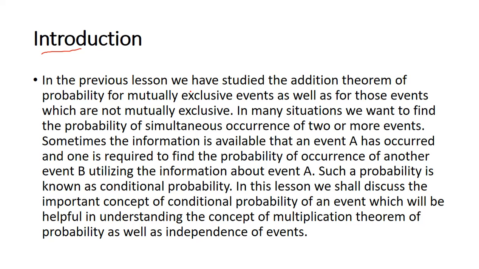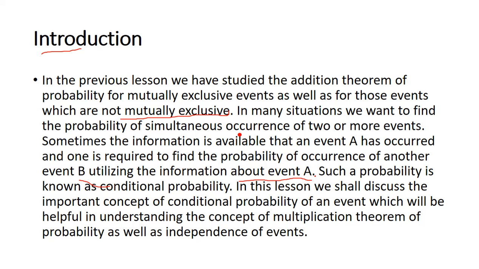In the previous lesson we studied the addition theorem of probability for mutually exclusive events as well as for those events which are not mutually exclusive. Mutually exclusive means no common points. In many situations, we want to find the probability of simultaneous occurrence of two or more events. Sometimes the information is available that an event A has occurred and one is required to find the probability of occurrence of another event B, utilizing the information about event A. This is the definition of conditional probability.